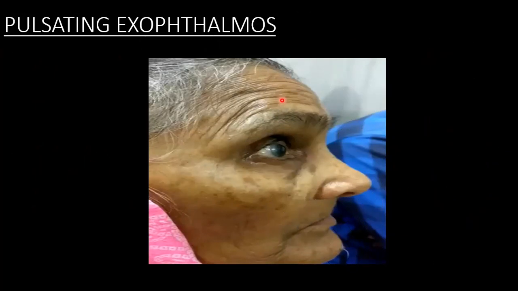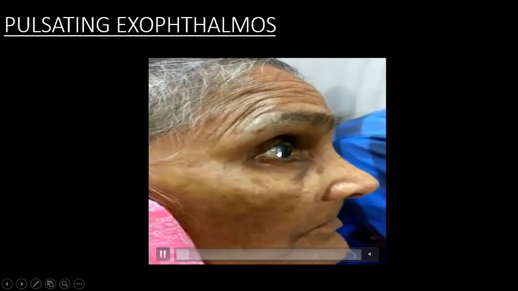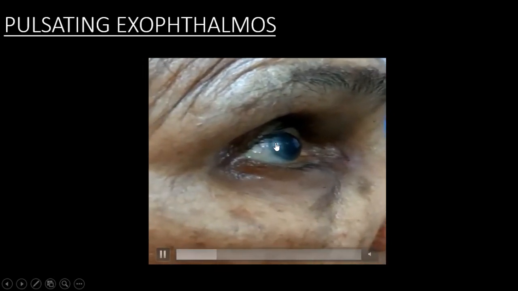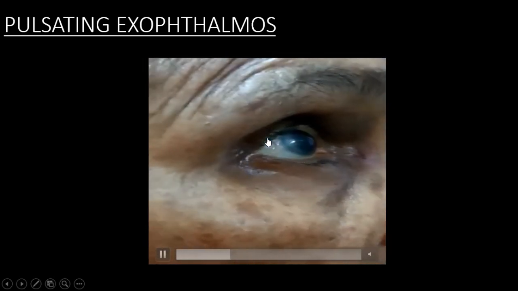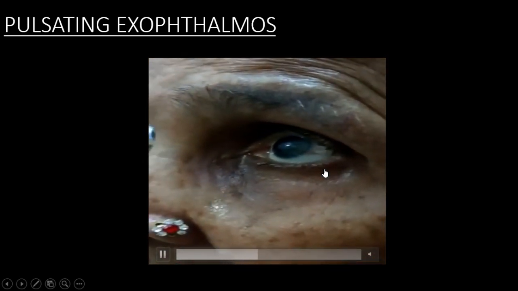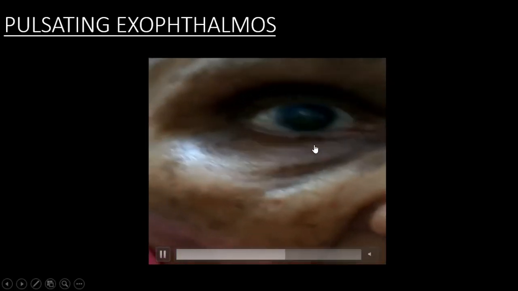Now, pulsating exophthalmos. Let me show you that. I want you to look at this patient's eye, the right eye. You can see it is pulsating. It is somewhat bulging. Now I want you to see the left eye. You can see the left eye is normal. So in this patient, it is the right.